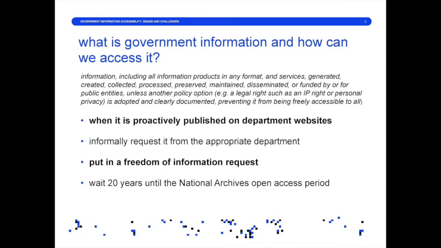So what I'm going to particularly look at today is when it is proactively published on the website, and the second one, Freedom of Information requests. How many of you have tried to find information on a government website? Yeah, we all have, right. How many of you resort to Google? Yeah. You're not the only one, and Kate, it's the way of life, as you know.